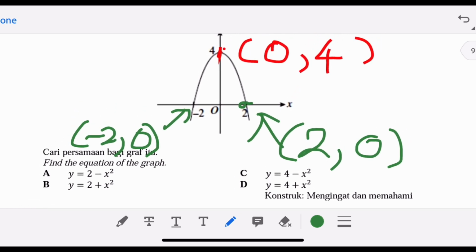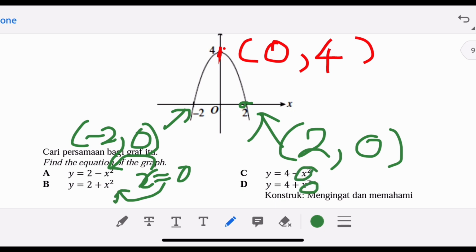You can substitute. Let's say we substitute x equal to 0 into every option. Okay, that means x is zeroed off. So we got y equal to 2. Our intercept is 4, so this one is wrong. So substituting, the y-intercept is 2, wrong. So it is either C or D, right?